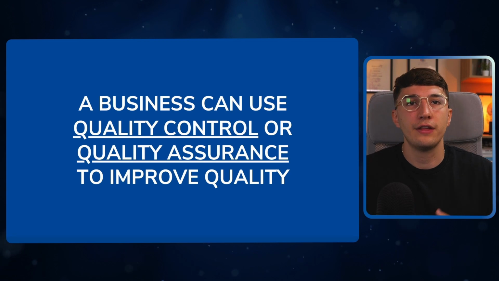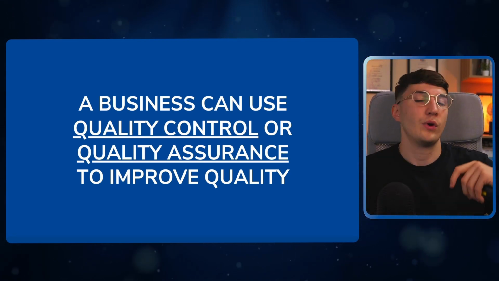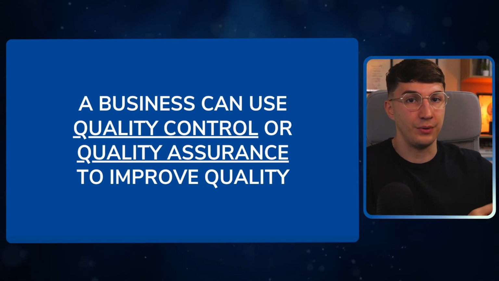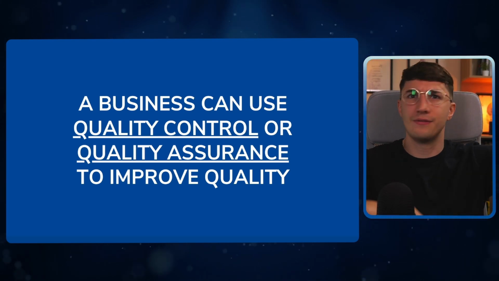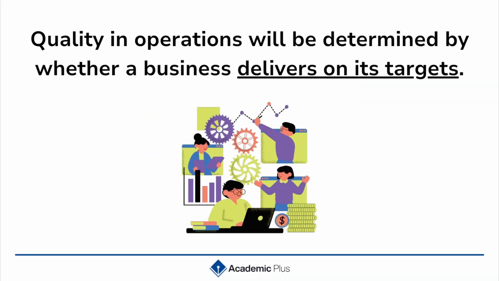Now, it's important to know that there are different methods a business can use in order to improve their quality. We could either look at quality control and quality assurance, and there will be a completely separate session going over what we mean by quality control and quality assurance, going through the advantages and the disadvantages as well. And it's also important to note that quality in operations will be determined by whether a business delivers on its targets. So the managers will be the ones who set the targets for the business. So for example, a business with good quality operations will constantly meet their targets.